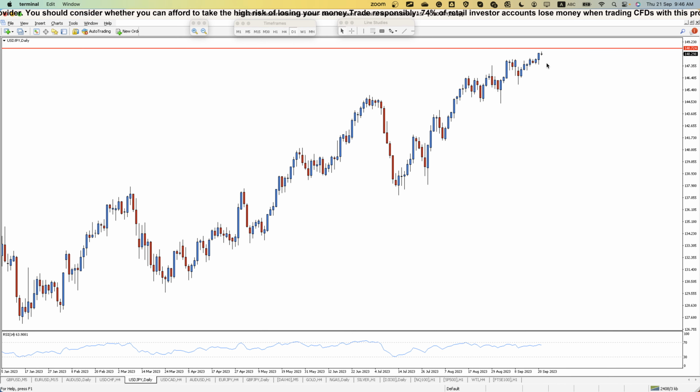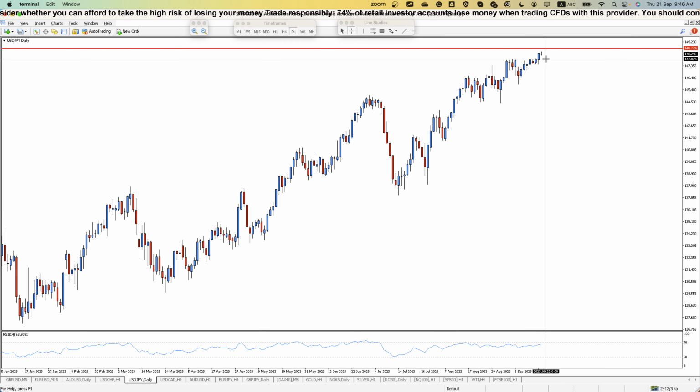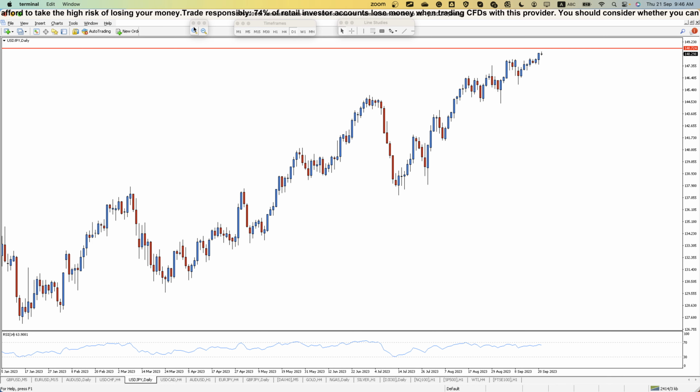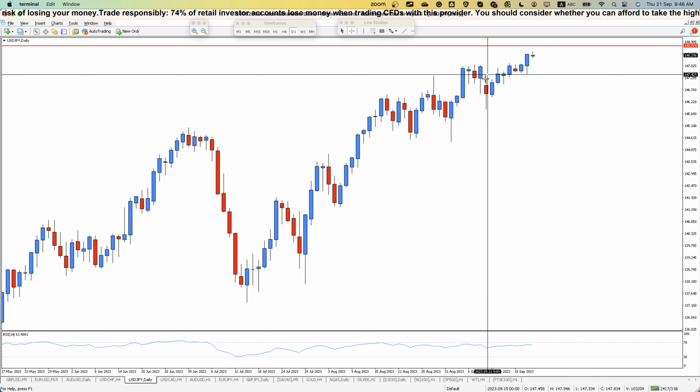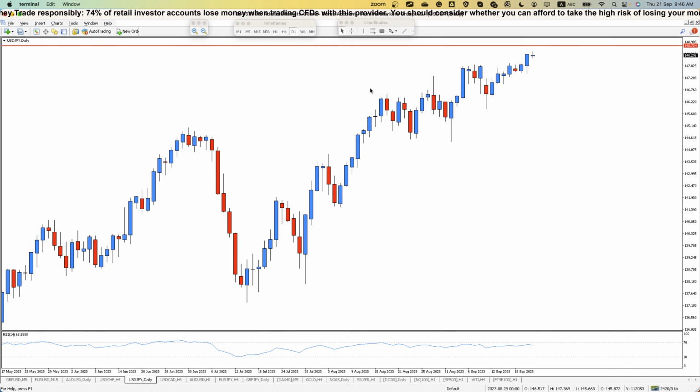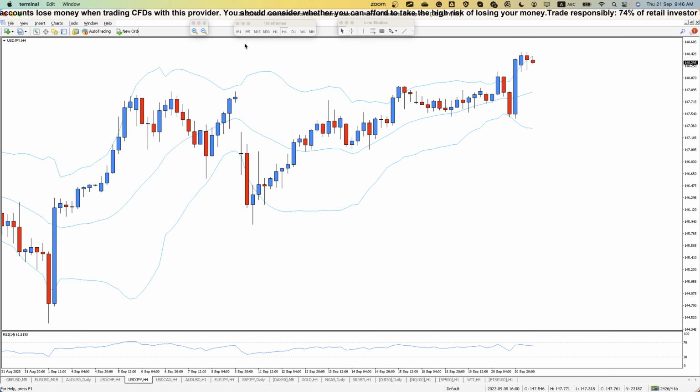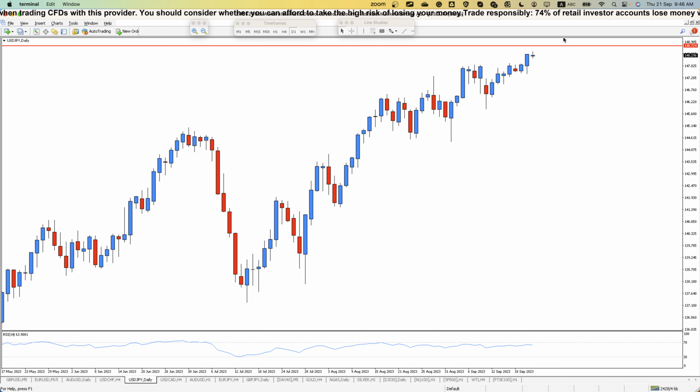USD JPY, that's the daily chart, finally a bullish engulfing. Price broke above this consolidation, and I'm expecting now to see a nice push to the upside to tap into this strong area of resistance, and then we see if we're going to get some good opportunities.